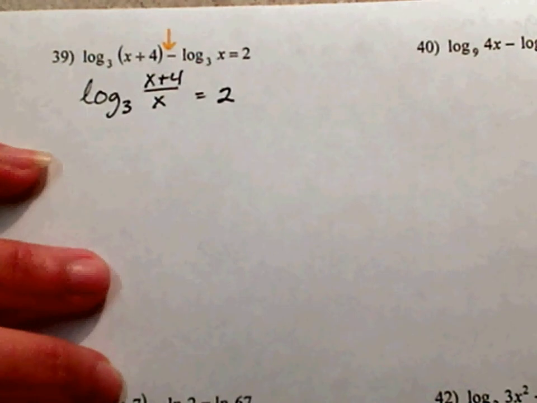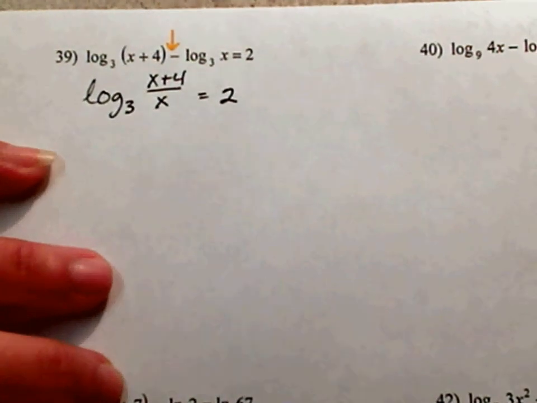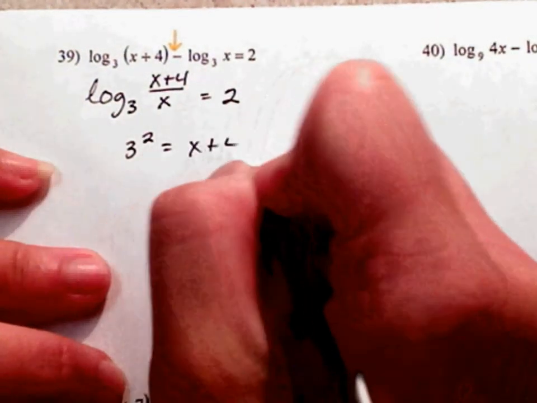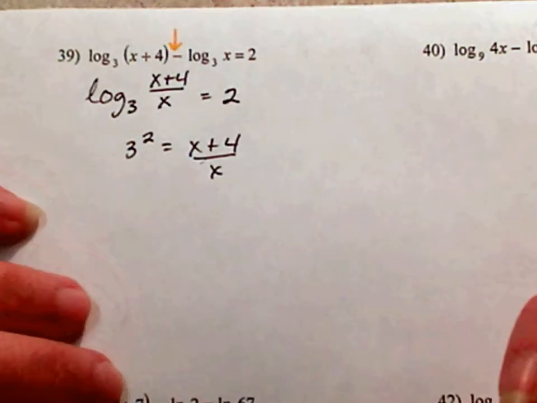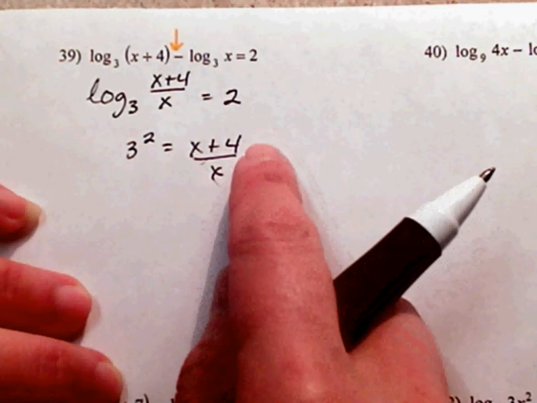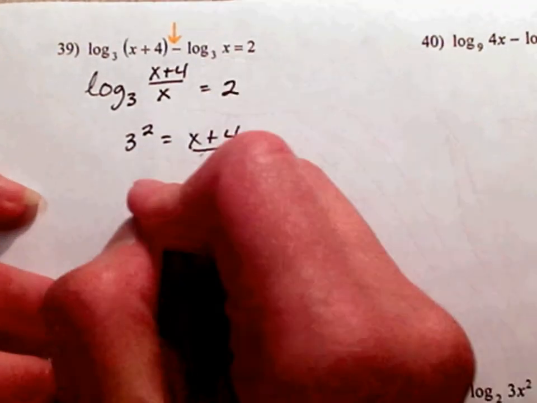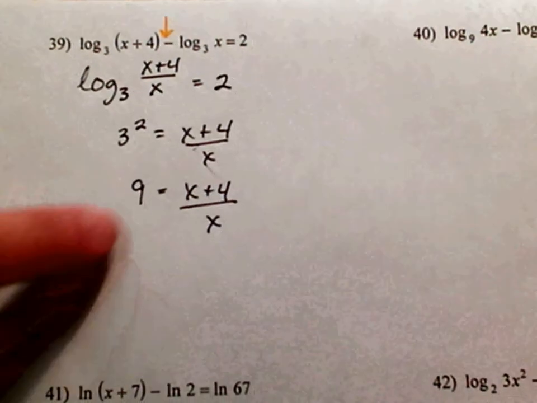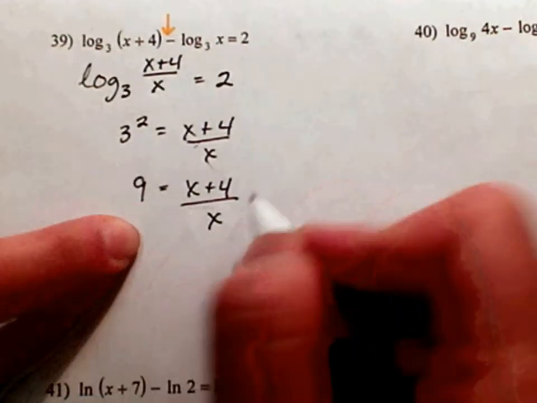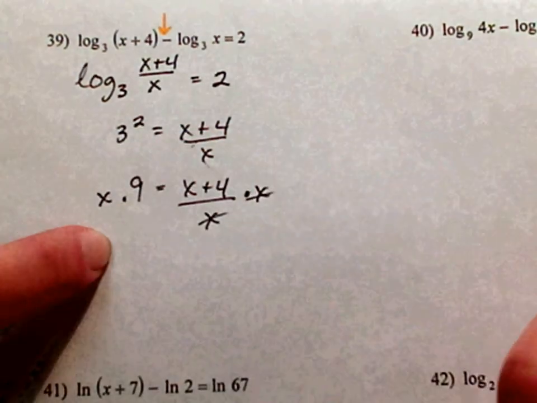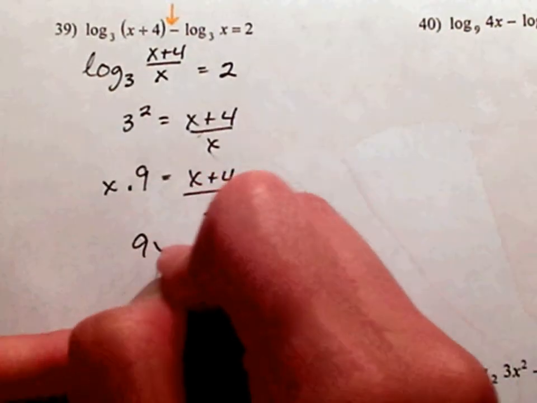Now, use your inverse property of logs. So you have 3 squared is equal to x plus 4 divided by x. Okay? You cannot cancel out these x's because you got a plus 4 there. 3 squared is 9. Get rid of your fraction. Opposite of dividing by x is times x. What you do to one side, you do to the other. So now you have 9x is equal to x plus 4.